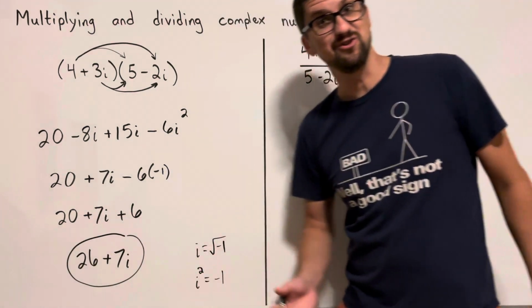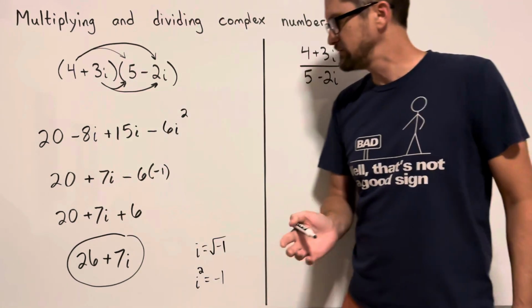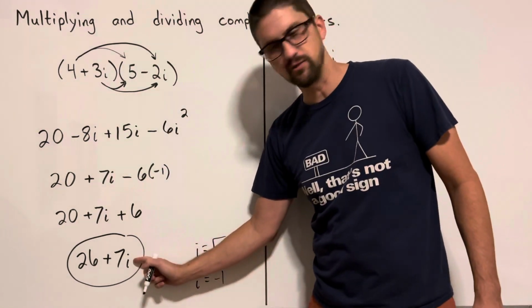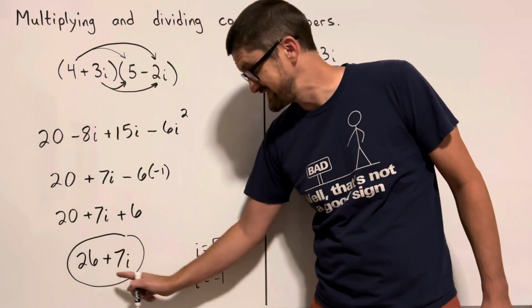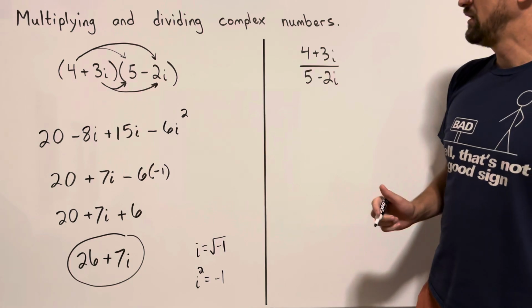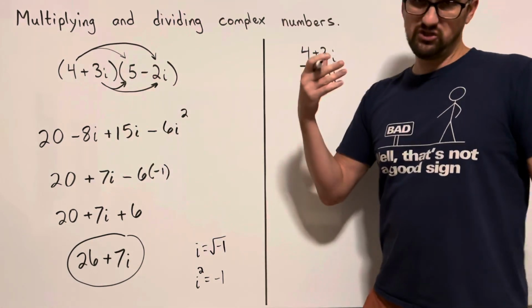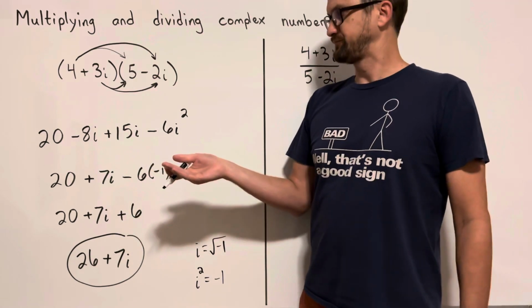That's the answer to the first one. That is multiplying two complex numbers together. And you can see we end up with a complex number here, where the real part is 26 and the imaginary part is 7i. So whenever you're doing these problems and you run into i squared, you simply replace it with negative 1.